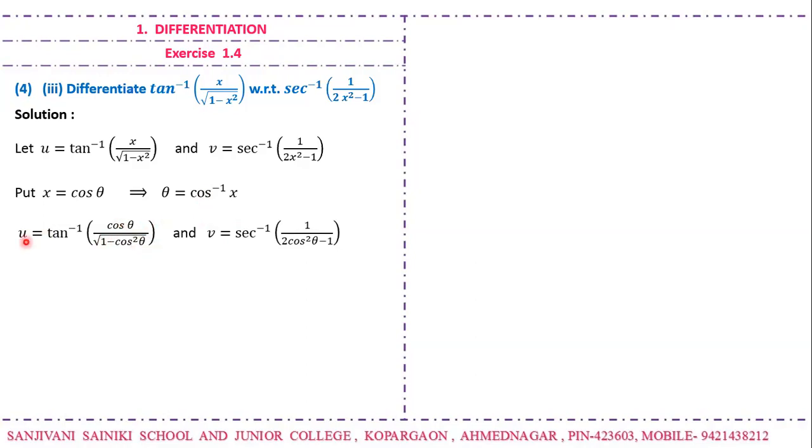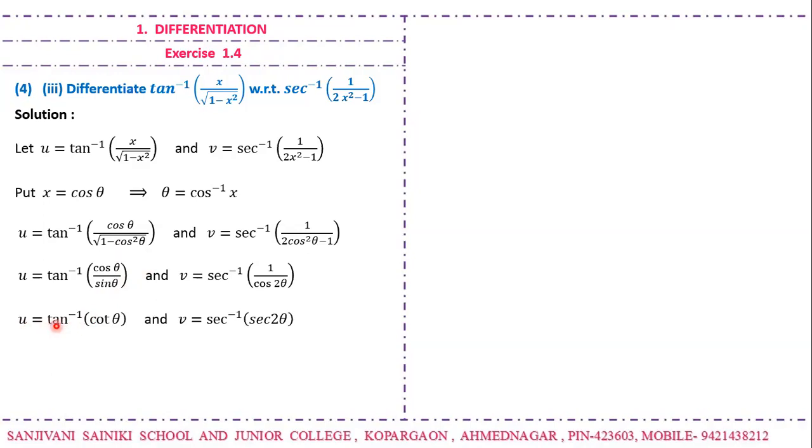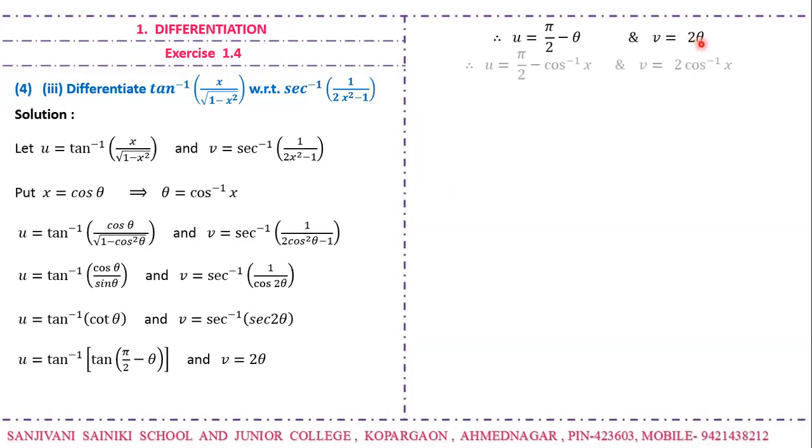So u is equal to tan inverse of cos theta upon root 1 minus cos square theta. It's sin square theta, its root is sin theta. So after simplifying, you get tan inverse of cot theta and sec inverse of sec theta. So here you will get 2 theta, but here you have to use the allied angle formula. This cot theta can be written as tan of 90 minus theta. So now these two will cancel each other and you get u is equal to pi by 2 minus theta, and v is equal to 2 theta.